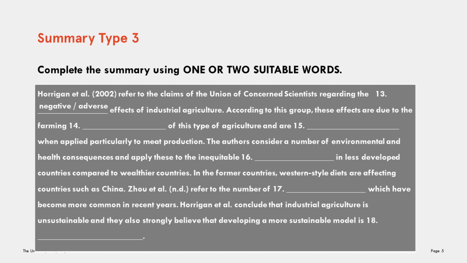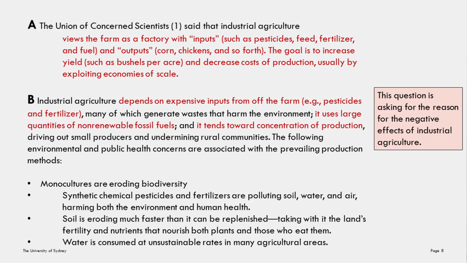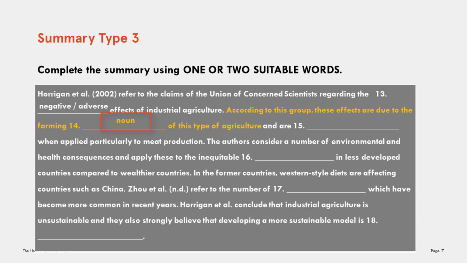Okay, now let's do question 14. This comes from all the farming methods given in paragraphs A and B. We're looking for a noun, as we have due to the farming before the gap and a prepositional phrase after it, of this type of agriculture. A noun such as practices or methods would be correct. Now you go and do the rest of the summary yourself.